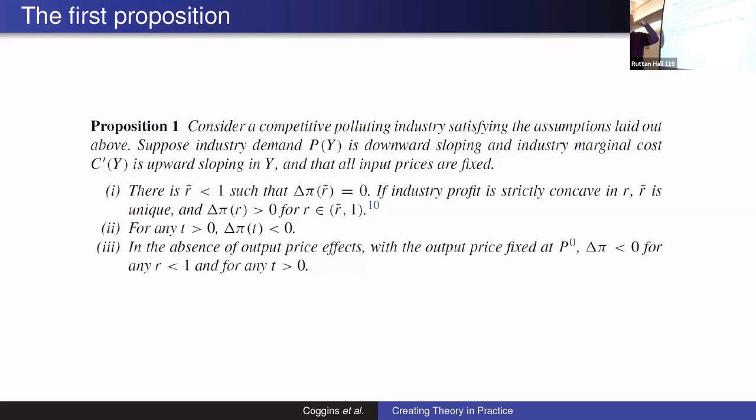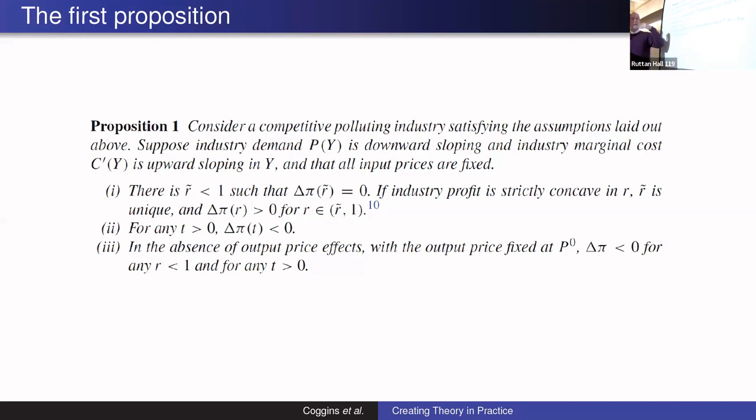Industry supply is downward sloping. Industry marginal cost is upward sloping. And input prices are fixed. Those three we listed in the theorem itself because they're really important. Number one, there is an R tilde, some threshold R, so that if the environmental regulation is that number, R tilde, aggregate profit doesn't change.